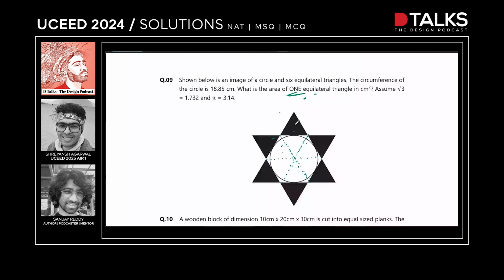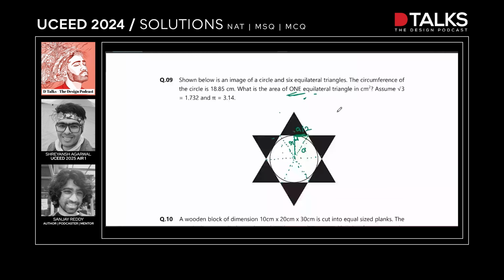So let's assume the radius of the circle to be r. This particular line is the radius of the circle. And let's assume the side of the triangle to be a. If this is a, then this particular side would be a by 2, right? Because this is an altitude, and an altitude divides an equilateral triangle into two equal parts. So this is a by 2, and this is a, and this small triangle is a right angle triangle.